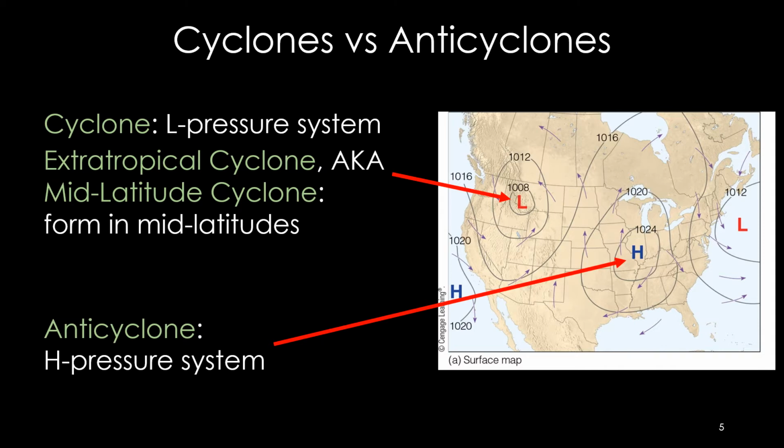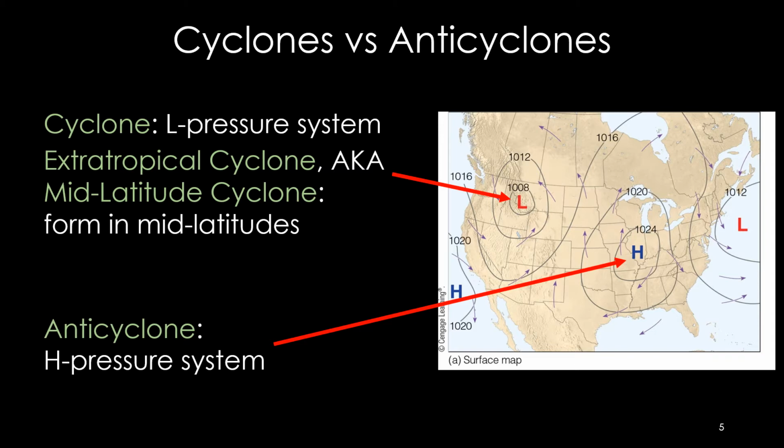Any low pressure system is also called a cyclone. So you've probably heard of hurricanes also being referred to as tropical cyclones. It's the same thing. A hurricane is a low pressure system. It's a big storm. When these big low pressure systems, like you're seeing on the map here, occur outside of the tropics, it's called an extratropical cyclone or a mid-latitude cyclone. These are low pressure systems that are forming in the mid-latitudes. And we will talk a lot about mid-latitude cyclones when we start talking about frontal systems.